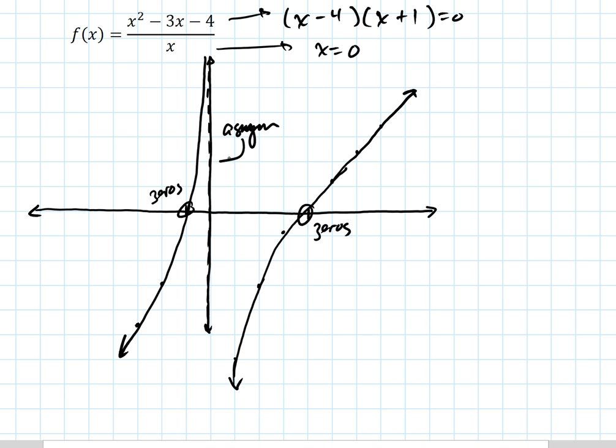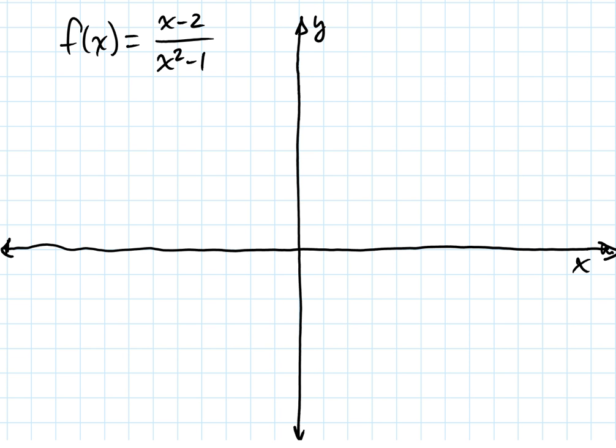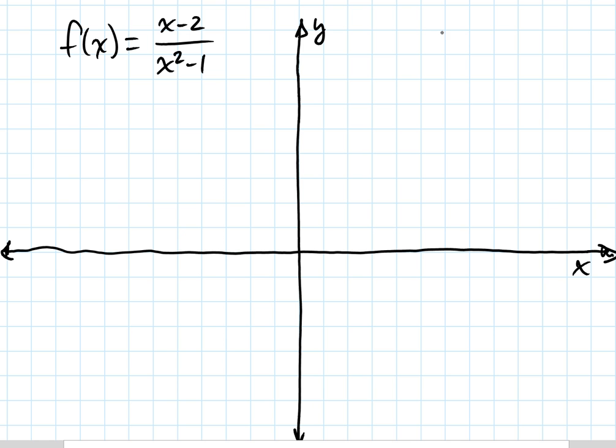Okay, let's look at another function. For this function, I'm going to go ahead and again set my numerator equal to 0. Whoops, it's x minus 2 equals 0. Once I do that, I can identify the zeros of the function, which I have when x is 2.